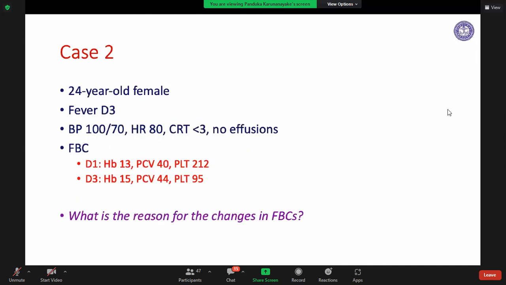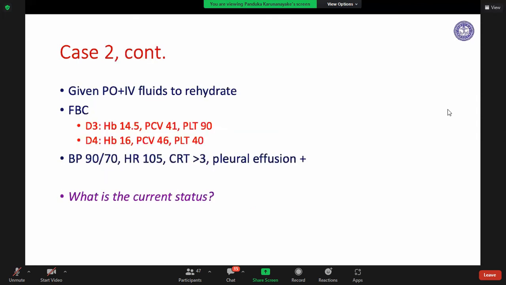Earlier I said on day 3, PCV is 44 with dehydration, and platelet count has dropped to 95. Then after correction, PCV has come down to 41, and the platelet is now slightly less, 90,000 on day 3. And now day 4, PCV 46, platelet 40. I have given the features. What is the current status? What is happening now?